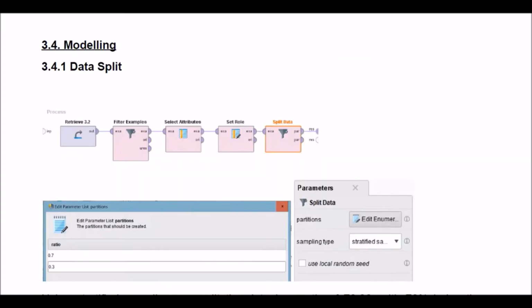For 3.4.1, for data split, using stratified sampling, we split the data in a ratio of 70 to 30, with 70% being the training data and 30% being the testing data. This will allow us to train algorithms to understand the information that we are looking for. It allows the information to be split into subgroups, ensuring that the subgroups are well represented within the sample. This helps to increase accuracy by reducing selection bias.